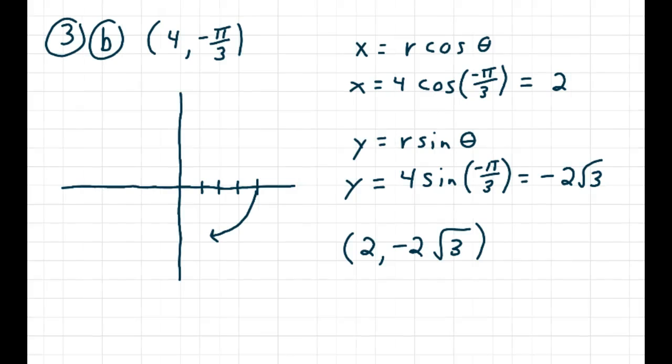Again, changing it to rectangular coordinates, x is equal to r cosine of theta. So x is equal to 4 cosine of negative π/3. You get 2. Y is equal to r sine of theta. Y is equal to 4 sine of negative π/3. And you get -2√3. So it's the point (2, -2√3). And that fits because it's in the fourth quadrant.